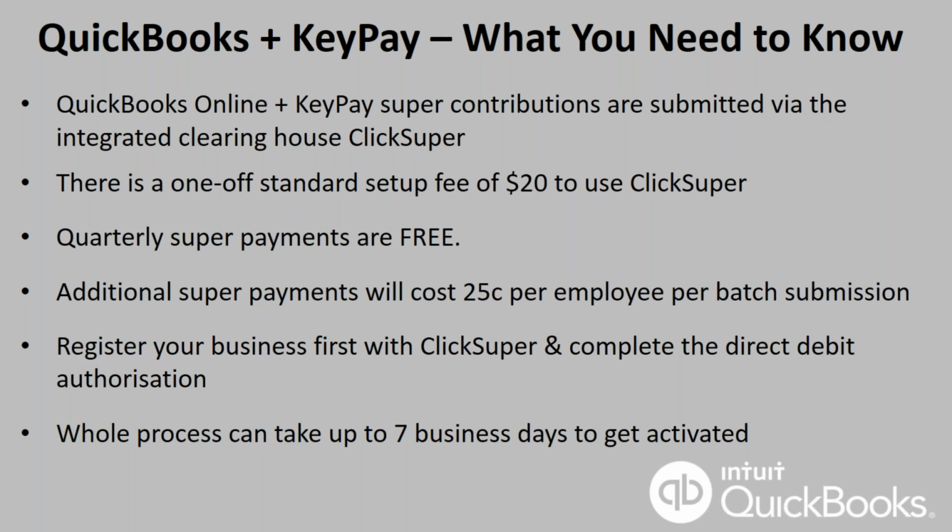Some of your clients might prefer that you lodge their superannuation monthly. So bear in mind that there is a 25 cents cost per employee per batch, which would be per month. If you were to do a one-off superannuation payment for an employee that was terminated or made redundant, and the company insisted that their super be paid, then again that would attract 25 cents. You need to register your business first with ClickSuper and complete the direct debit authorization before you can start even using the Superstream function. And like I said in the beginning, the whole process can take up to 7 business days.